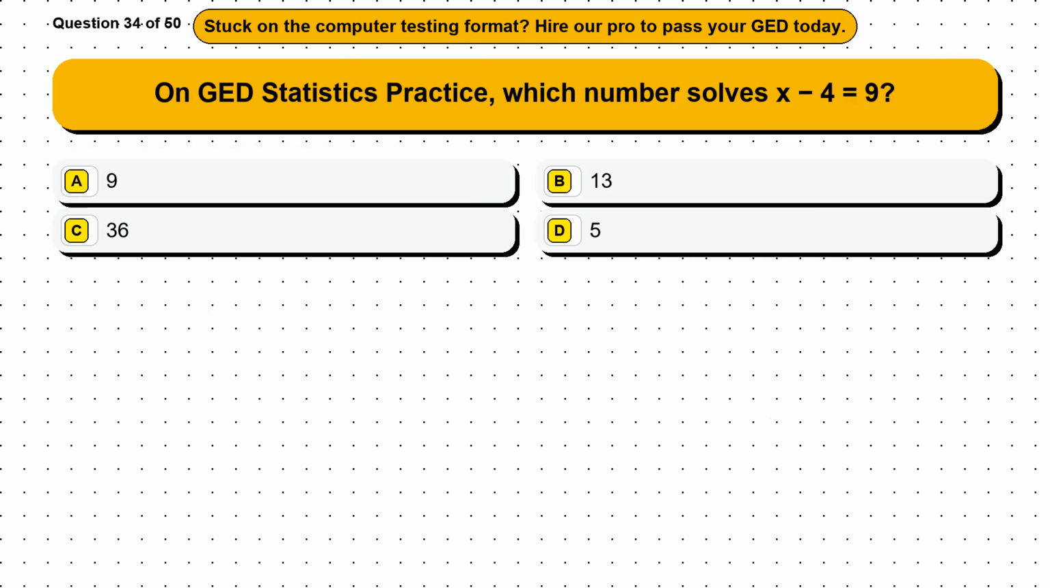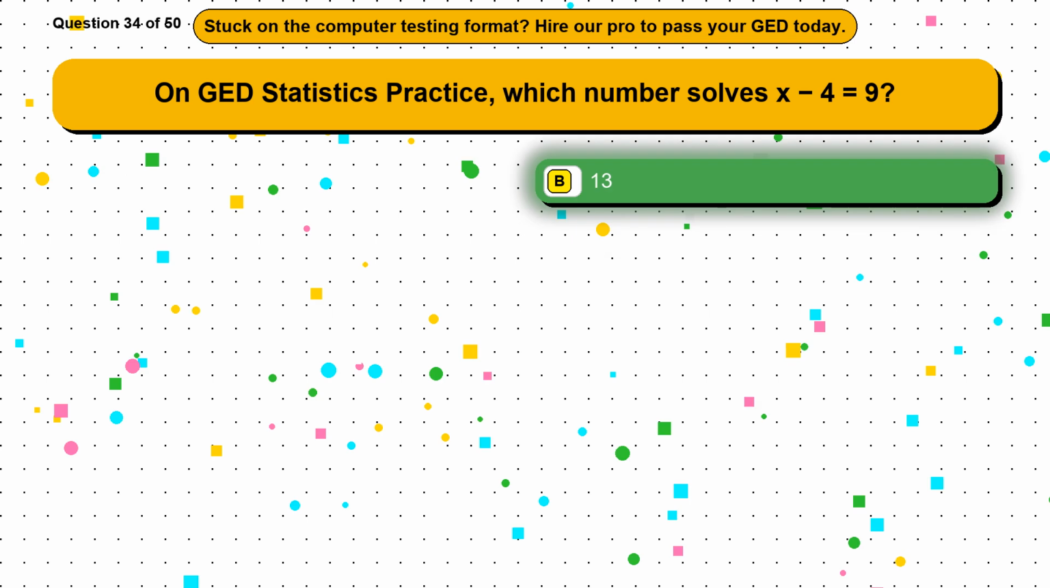Question 34. On GED Statistics Practice, which number solves x - 4 equals 9? Option A 9. Option B 13. Option C 36. Option D 5. The correct answer is option B.